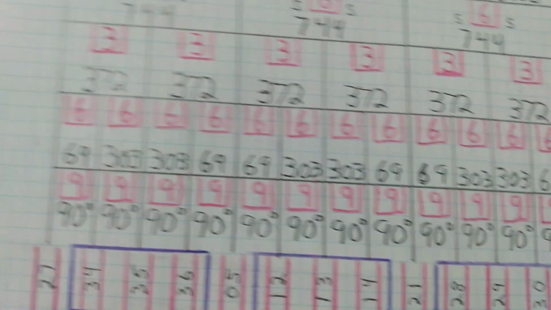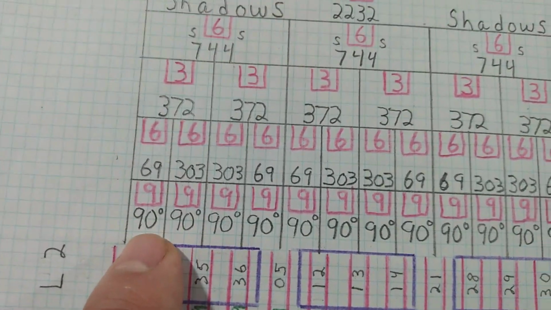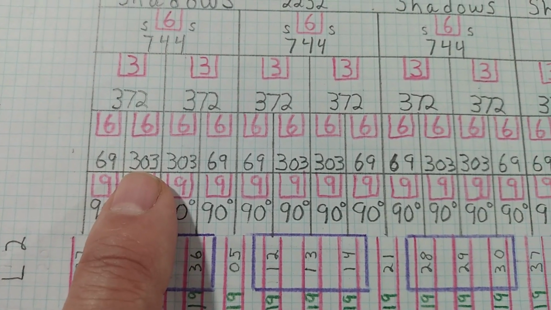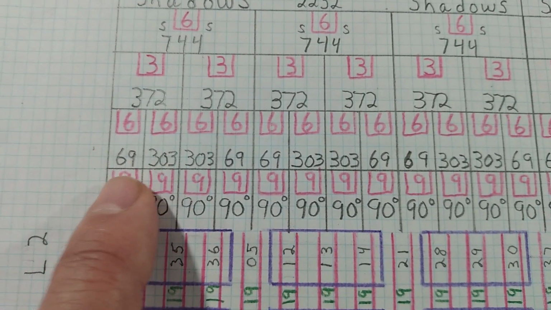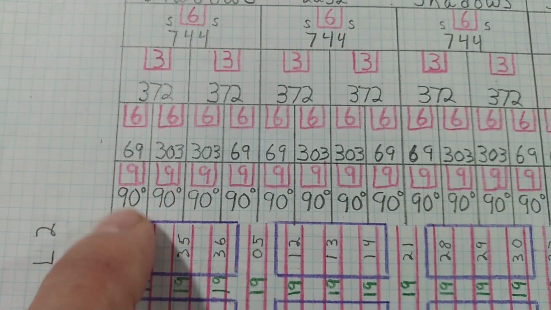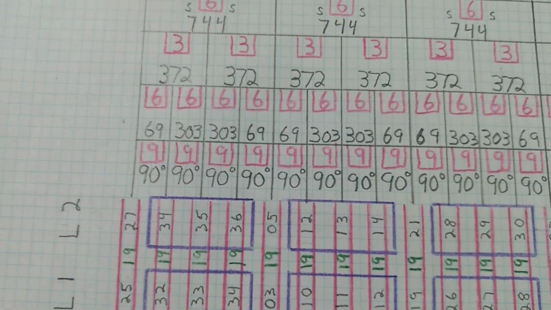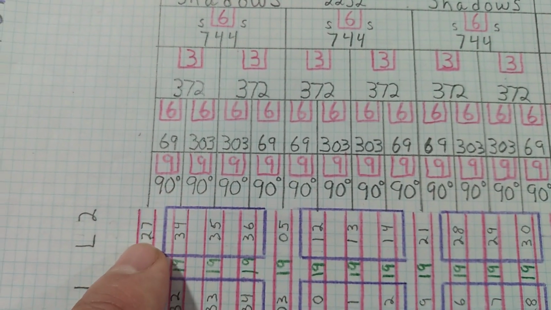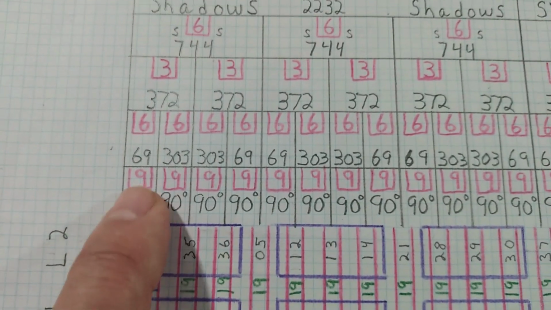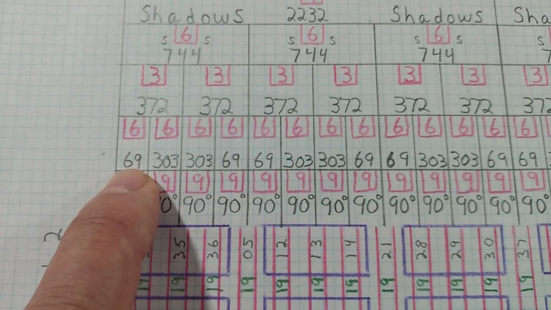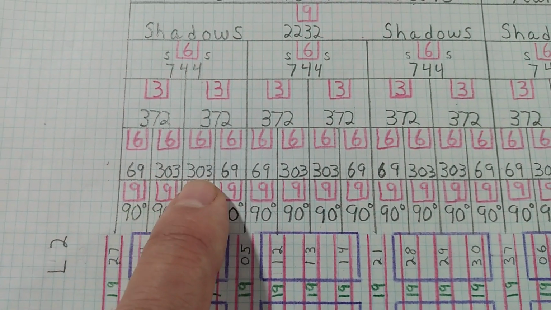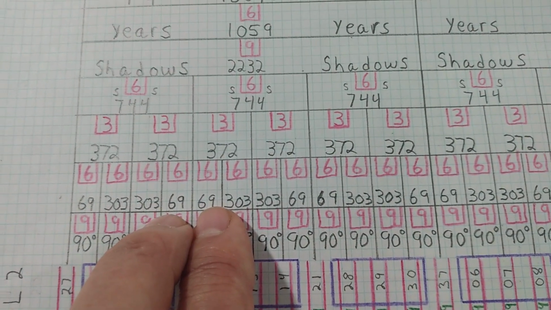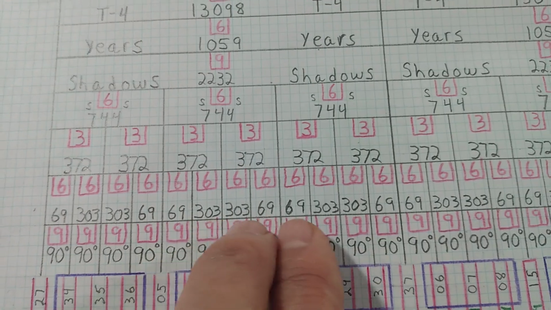So the number of eclipses that occur between each one of these moves in this 69, 303 pattern. This is the total number of eclipses that occur from this point right here to this point, which is going to be 69 eclipses. This one right here is 303, 303, 69, moving again in pairs of 69 and pairs of 303.